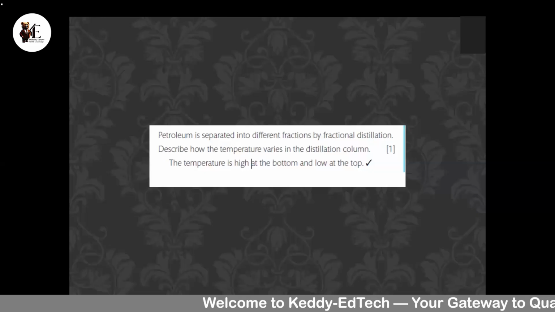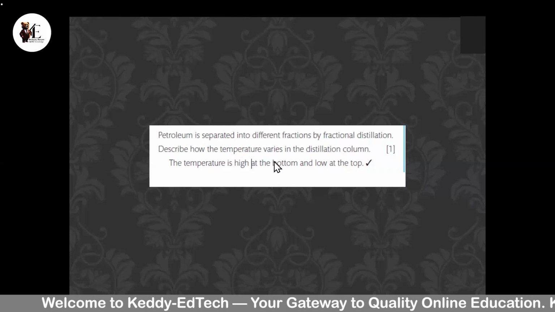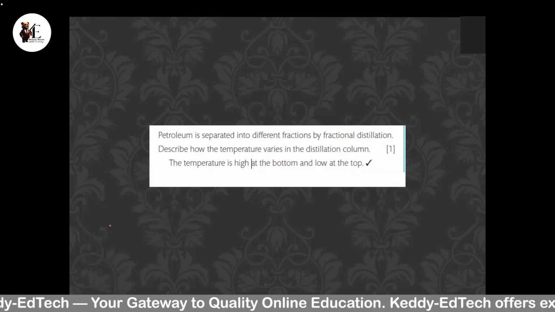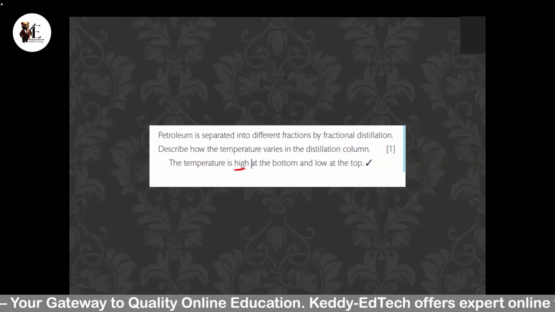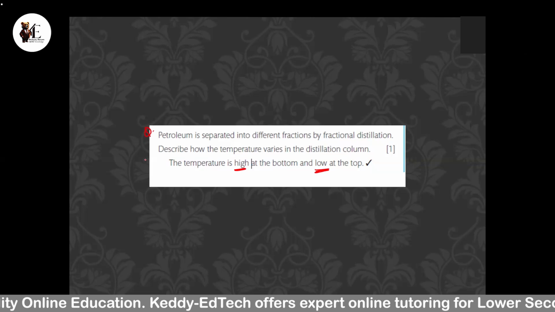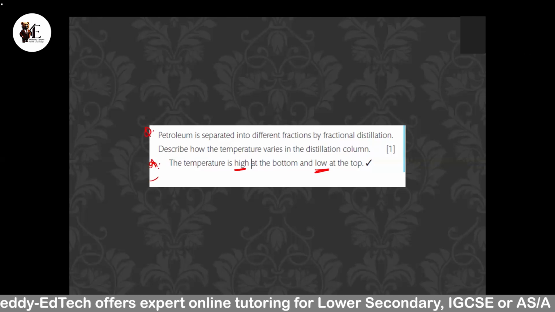Question: petroleum is separated into different fractions by fractional distillation. Describe how the temperature varies in the distillation column. So we have studied that at the bottom, temperature is very high, and it is low at the top. Okay, so this is the question and this is the answer. Write it down. These types of questions come up in your exam.